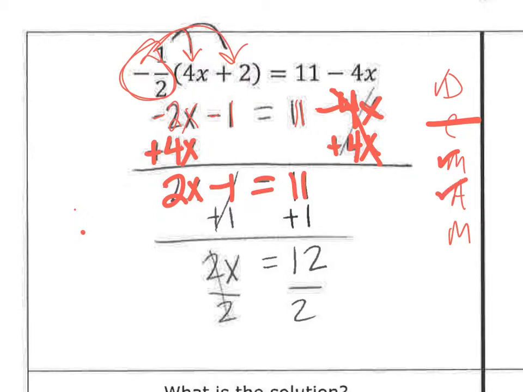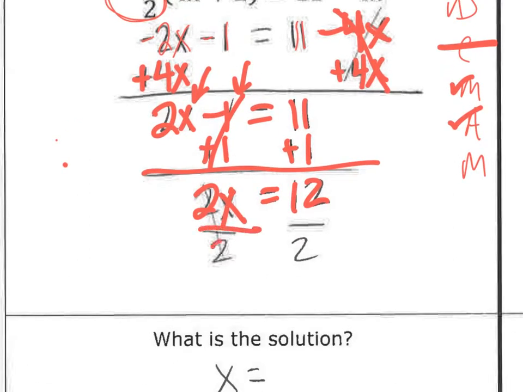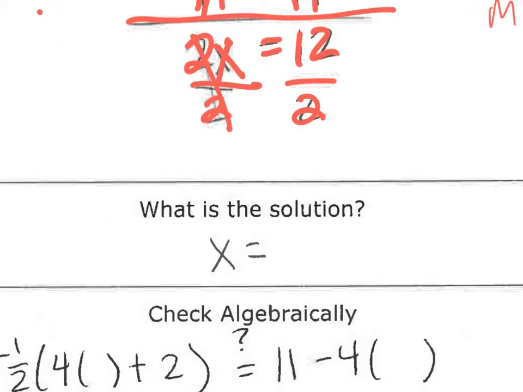Do I need to add or subtract? The answer is yes. I'm trying to get the variable by itself, so I'm going to add 1 to both sides. These cancel out, and I'm left with 2x equals 12 because 11 plus 1 is 12. I need to get x by itself, so I'm dividing by 2. Those divide out to give me 1, which means x equals 6.